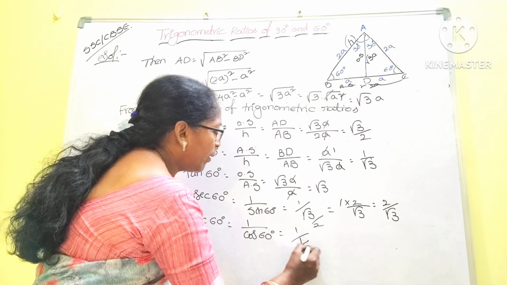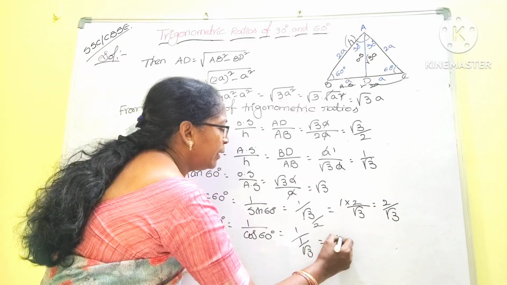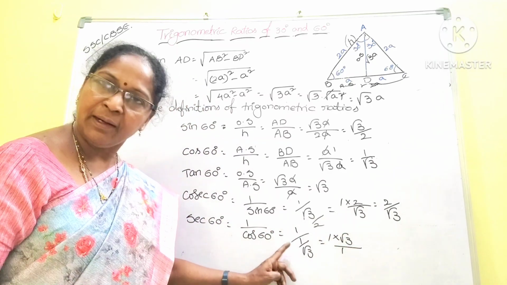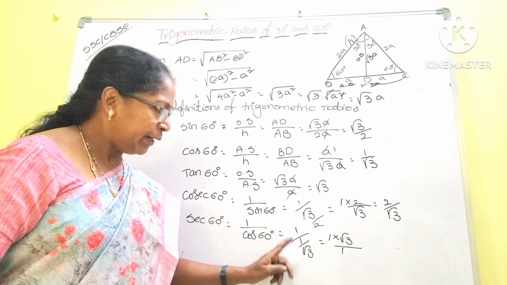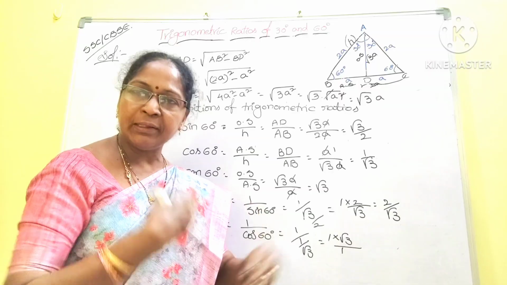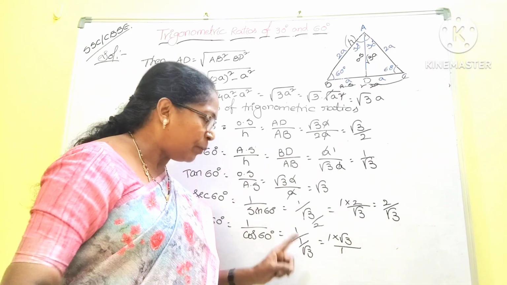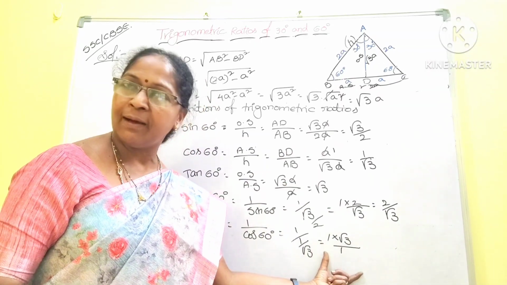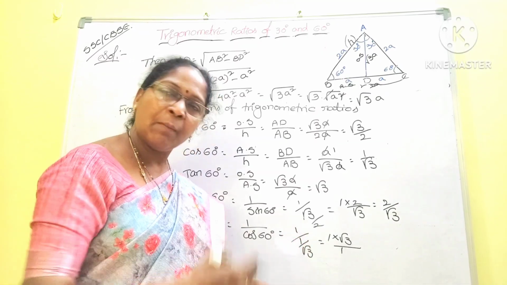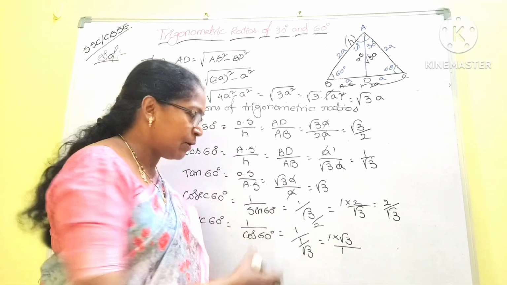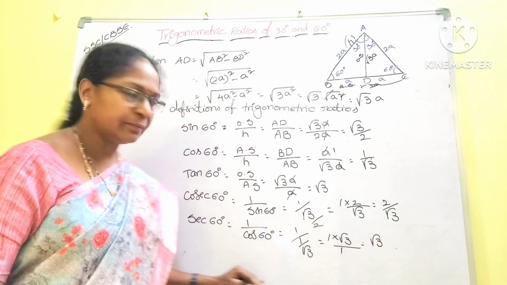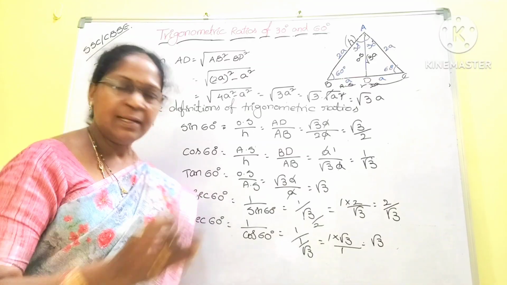1 by root 3. Directly you can write 1 into root 3 by 1, because a fraction is there in the division. Whenever you are doing the division, if the fraction is in the numerator, or in the denominator, or in both, this procedure you have to follow: the numerator as it is you write, and the denominator will become the multiplicative reciprocal. Then you have to simplify. That equals 1 into root 3, which is root 3. By 1 is nothing but you will get the same value.